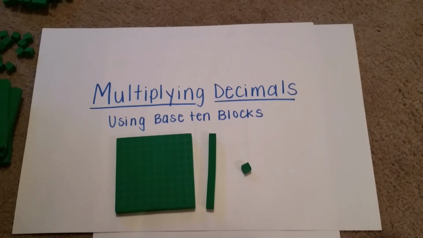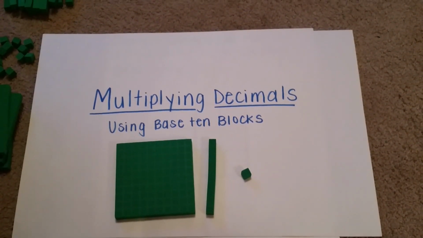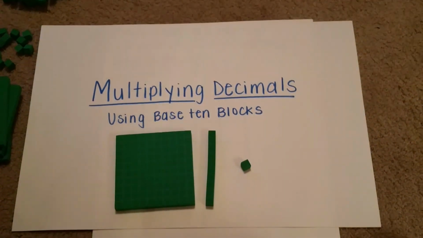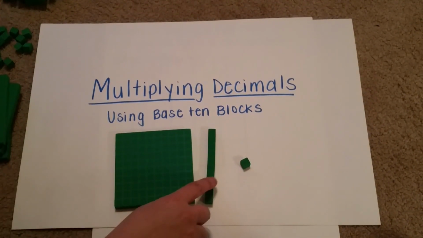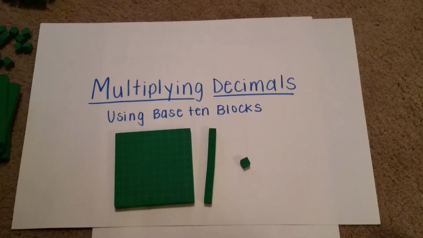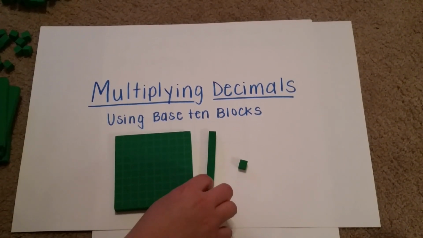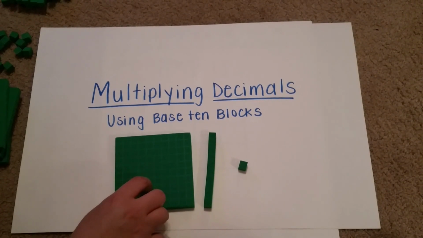Just to review, let's remember that the ones place value is represented by a flat, the tenths place value is represented by a rod, which is 1/10 the value of a flat, and the hundredths place value is represented by a unit, which is 1/10 the value of a rod and 1/100th the value of a flat.